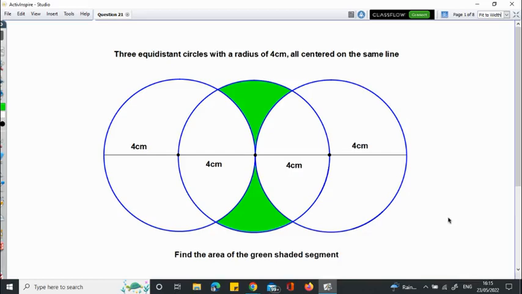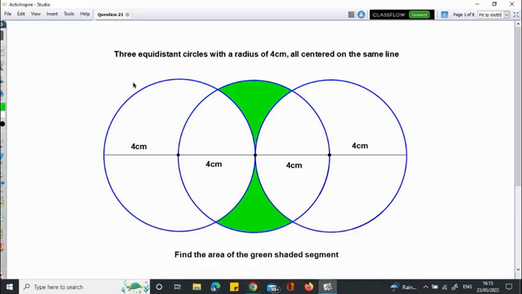No question. So here's the question. We have three circles and they're equidistant. They have a radius of 4 centimeters and they're all centered on the same line. And it asks us to find the area of the green shaded segment, as you can see there. So what I've done is I've spent about an hour doing this flip chart, and then I'm going to go through it with you right now.